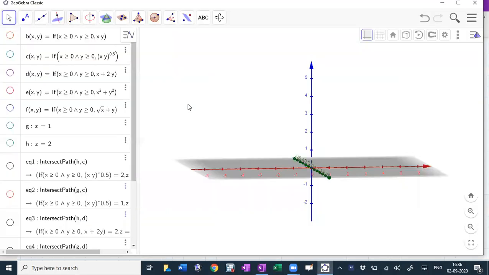Are you able to see this screen, the one with the graph? Yes, ma'am. Okay, all right.